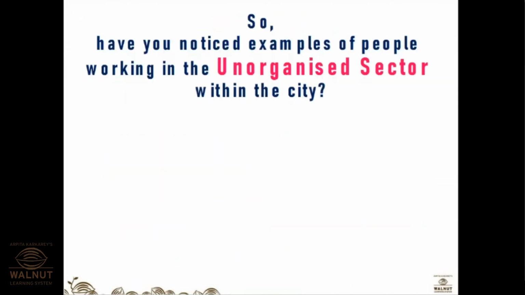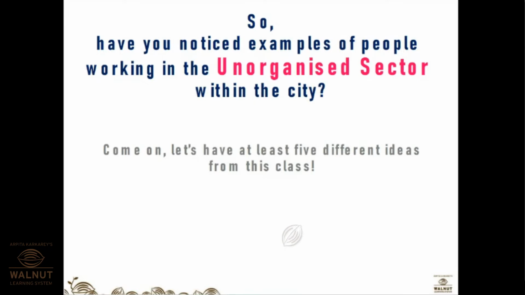Okay. So, have you noticed examples of people working in the unorganized sector within the city? Come on, let's have at least 5 different ideas from this class. So, you can tell me the names of people who come under the unorganized sector. Yes, laborers. In factories, no, they are not unorganized as such. Yes, local artisans, correct, Shubham Baraskar. When they are working in the factories, they have salaries.